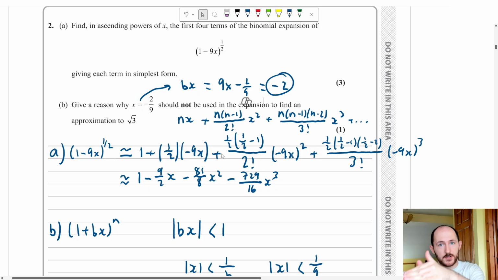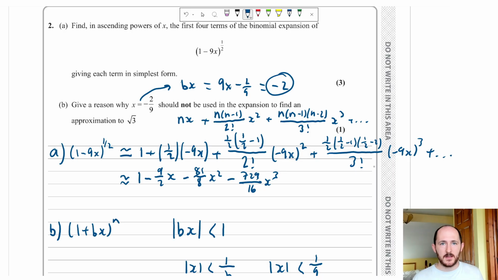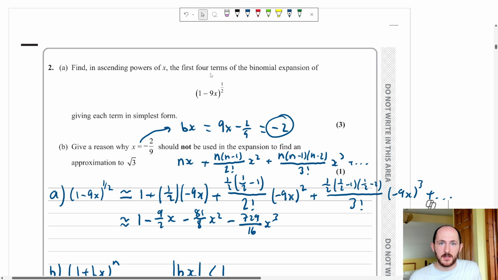It doesn't converge to a specific value. If it diverges, that means this series will always be infinite, because don't forget, this goes on forever. So it's just going to keep getting bigger and bigger up to infinity. The thing is, that's useless, because if it's infinity, then that means this is always infinite, which doesn't make any sense. When we use binomial expansion, we use it as an approximation, right?